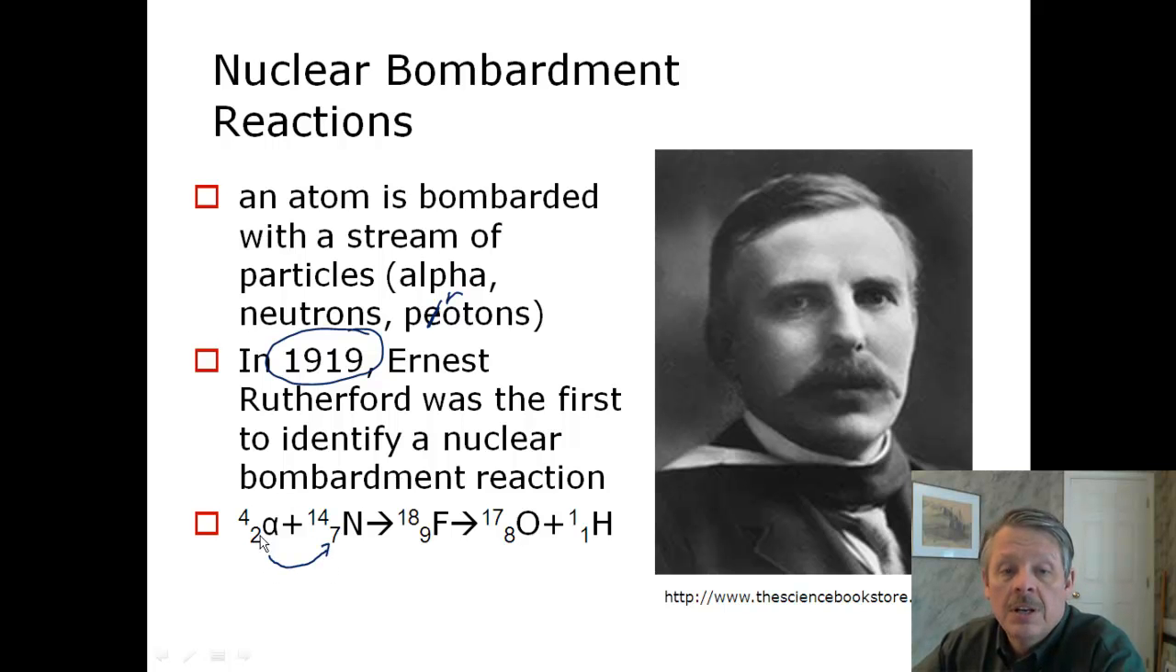Now when he did this, the two protons and the two neutrons that were there went into the nucleus, and it created fluorine, which was element number 9 with a mass of 18. If you look at the 4 plus the 14, they make 18, and the 2 plus the 7 make 9. The fluorine was then unstable, and it decomposed into oxygen, which is number 8, and it was oxygen 17, and a single proton, which was hydrogen.